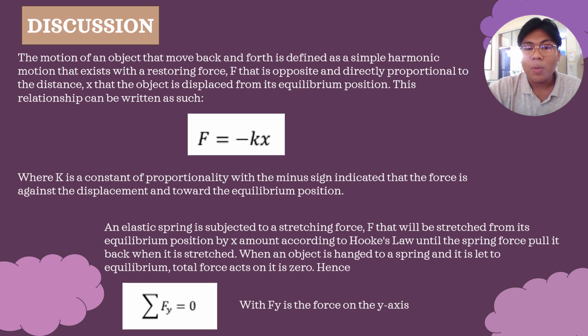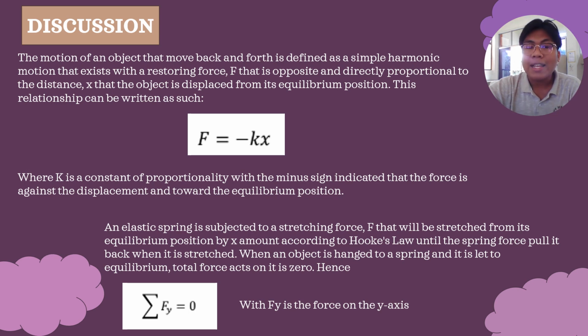The motion of an object that moves back and forth is defined as simple harmonic motion, which exists with a restoring force F that is opposite and directly proportional to the distance x that the object is displaced from the equilibrium position. This relationship can be written as the formula displayed on the screen, where k is the constant of proportionality, with the minus sign indicating that the force is against the displacement and toward the equilibrium position.